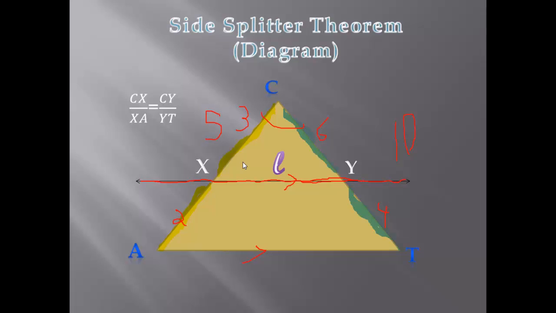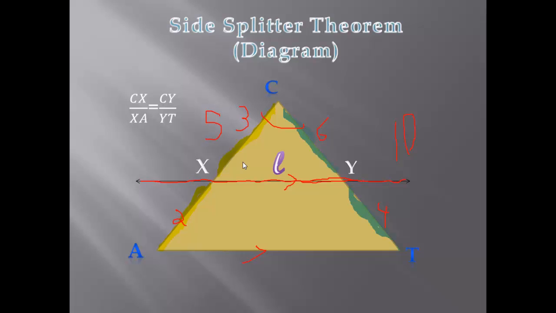So if we were told that this entire side is 5, that this portion, that Cx is 3, then we can find out that this xa is 2. And now all we need is the length of side CT, and we can figure out the values of Cy and Yt. We can do this by plugging in Cx over xa is equal to Cy over Yt. So 3 over 2, which is going to be equal to 6 over 4, and 6 over 4 also adds to 10. So that's how it's used to find side lengths.